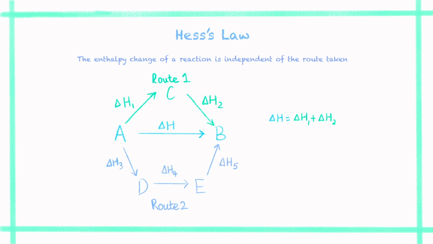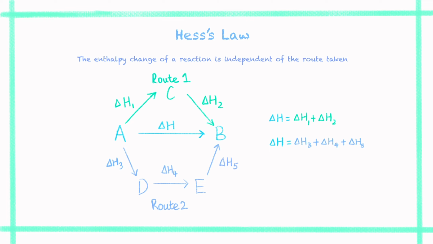H5. Although the chemical processes involved in route 2 and 1 are very different, Hess's law suggests that the total enthalpy change of this reaction stays constant. So the sum of delta H3, delta H4, and delta H5 is equivalent to delta H. This is because all these reactions ultimately lead reactant A into product B.